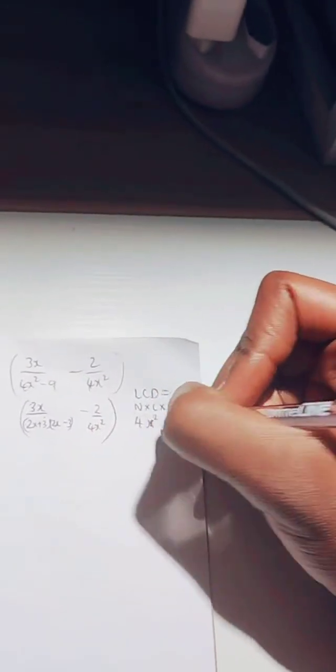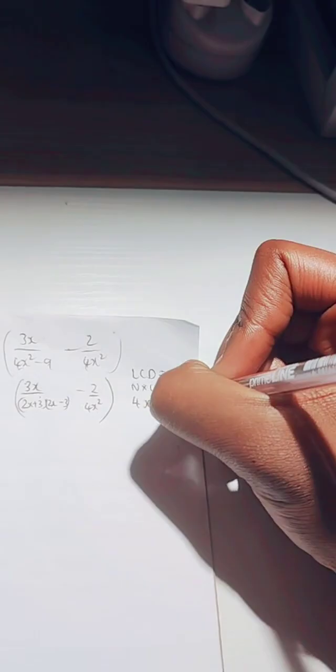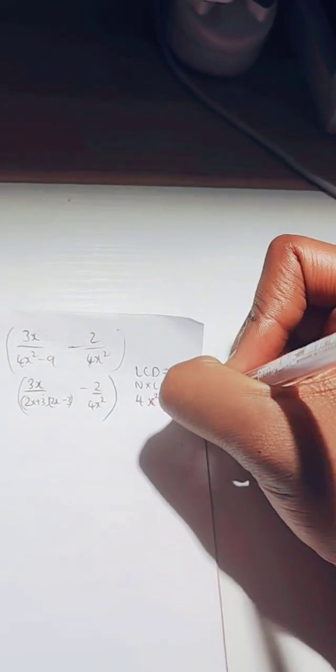They are the only ones that are like this in the denominator. We don't have any other. So the brackets, as they are, 2x plus 3 into 2x minus 3. This, guys, is our LCD: 4x squared into 2x plus 3 into 2x minus 3.